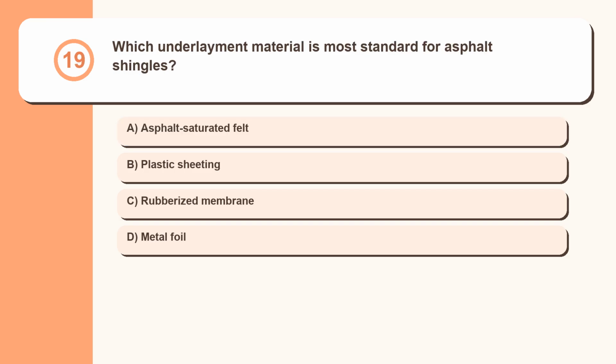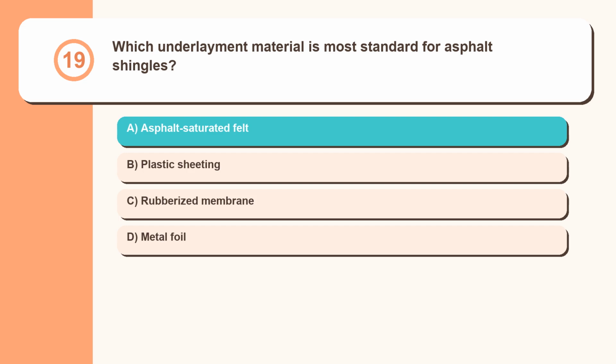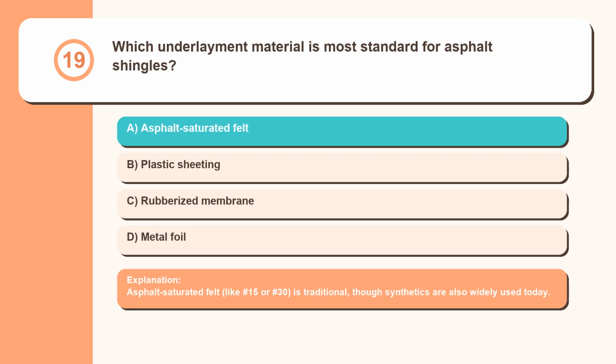Question 19. Which underlayment material is most standard for asphalt shingles? Asphalt saturated felt, plastic sheeting, rubberized membrane, metal foil. Asphalt saturated felt, like number 15 or number 30, is traditional, though synthetics are also widely used today.